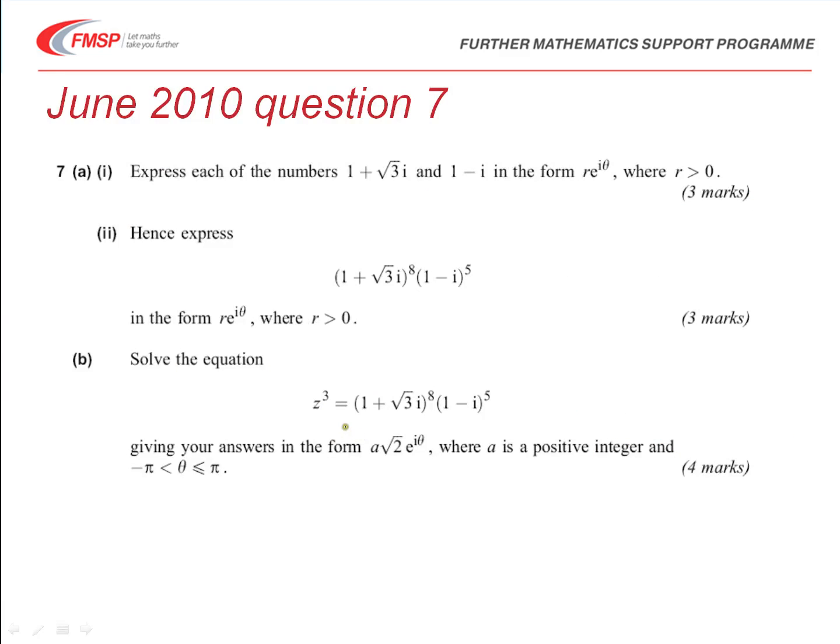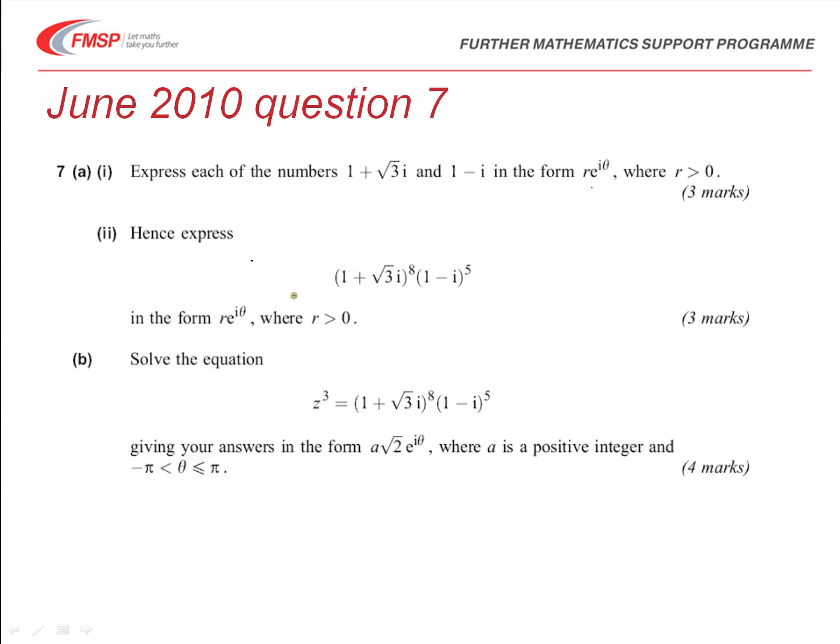As you can see, this question comes in two parts, where the first part in fact has two parts as well. Right. Part 1 of the A, we need to express the complex numbers 1 plus root 3i and 1 minus i in the form re to the i theta. Remember, r is the modulus and theta is the argument.